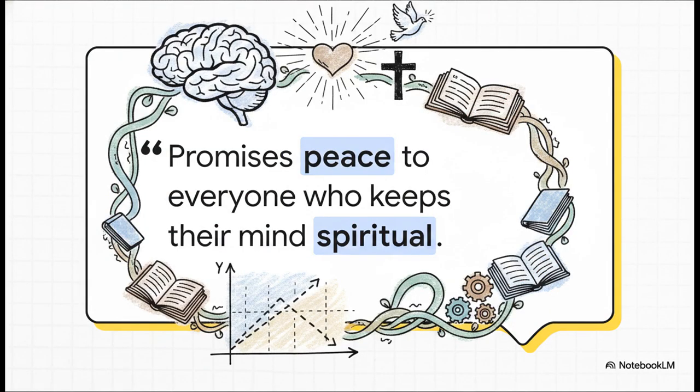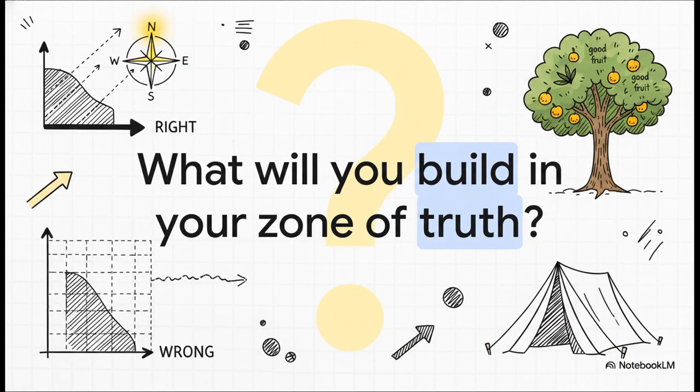Drawing right from biblical texts, the curriculum notes that true peace of mind is promised to those who keep their focus spiritual. The authors are highlighting that as learners engage with this combined approach, they aren't just mindlessly plotting lines on a graph. They're meant to experience a grounding peace, training the mind and the heart at the exact same time. So as you go forward today, as you shade your graphs and make your daily choices, how will you ensure your own education is consistently guided by a strong moral compass? You know the boundaries between solid right and dashed wrong, and you know exactly where the good fruit grows. What kind of life will you build in your zone of truth?